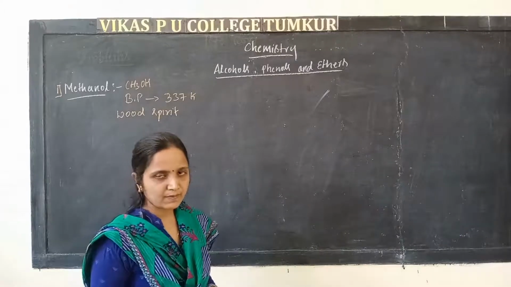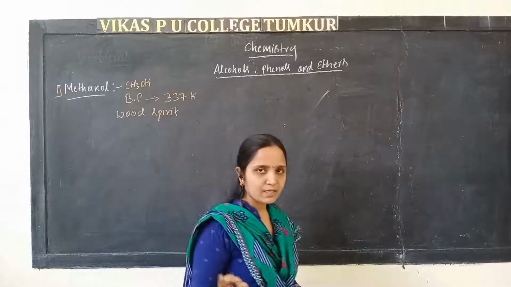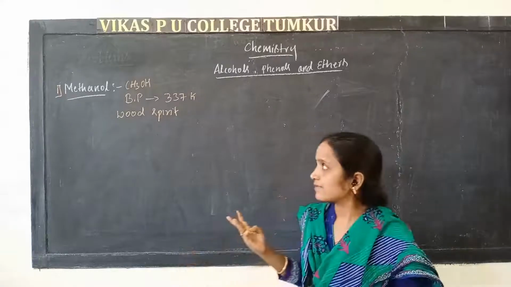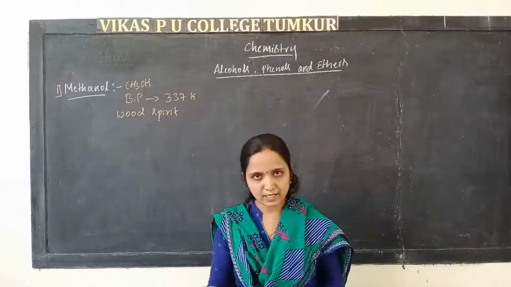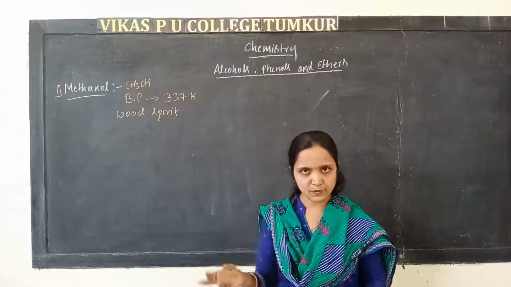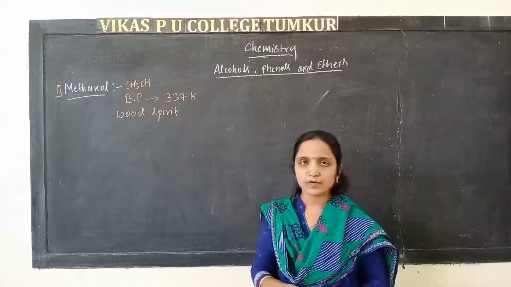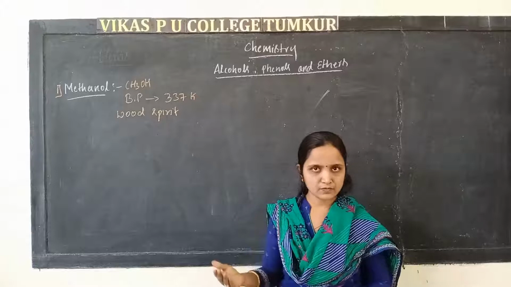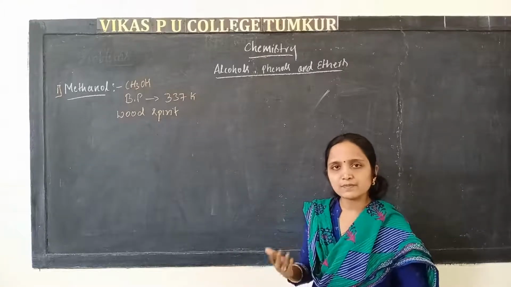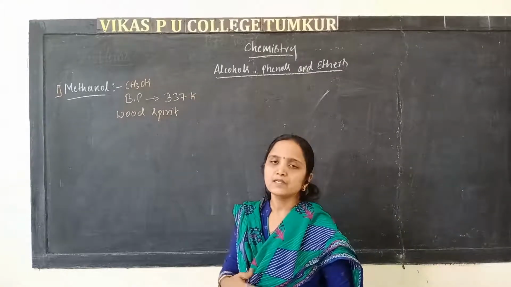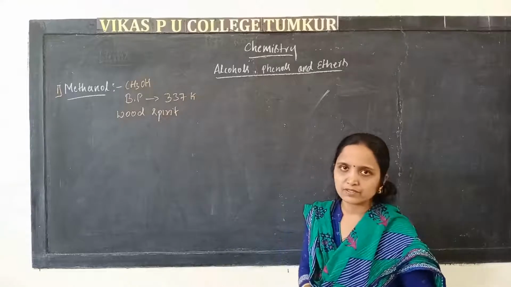The boiling point of methanol is 337 Kelvin. It is a colorless liquid and it is poisonous in nature. It is also called wood spirit because it was prepared earlier by the destructive distillation of wood.